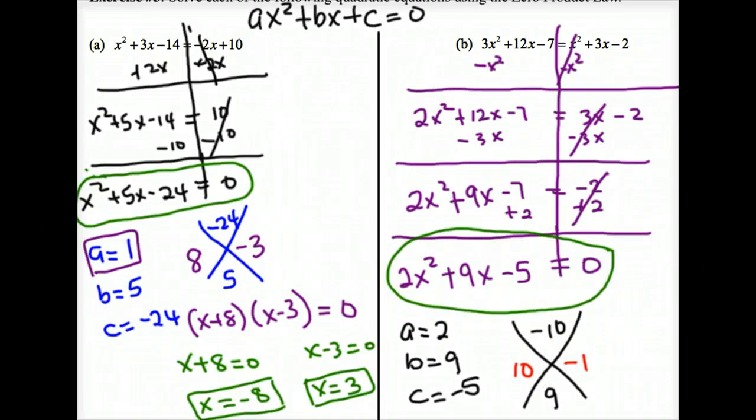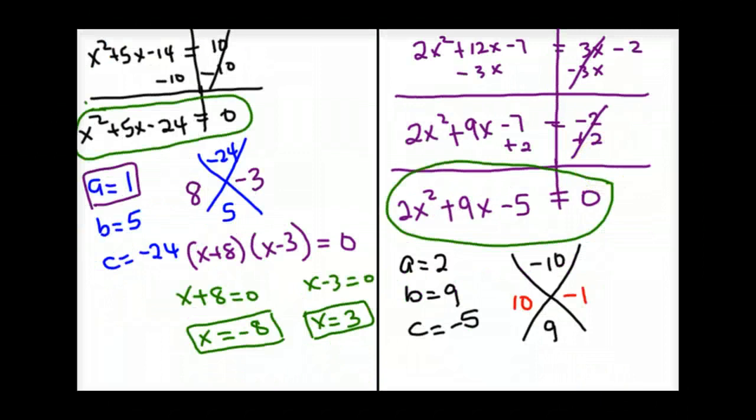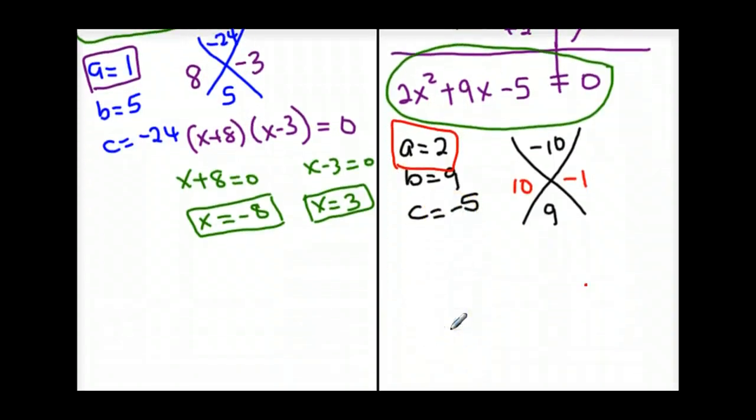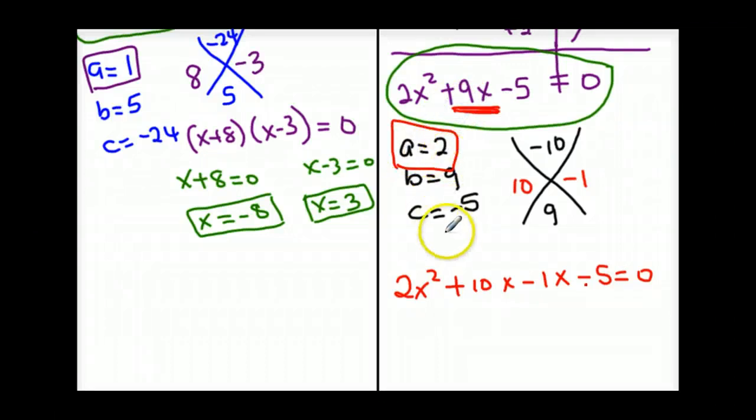Good job, guys. So remember, now that A is greater than 1, I just can't do what I did on this side. I have to replace my B term. So I will want to write 2x squared plus 10x minus 1x minus 5 equals 0. I want to replace my B term. Now why do I do this? Remember, A is greater than 1.